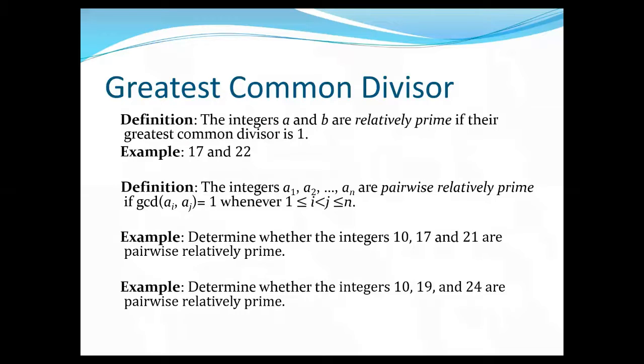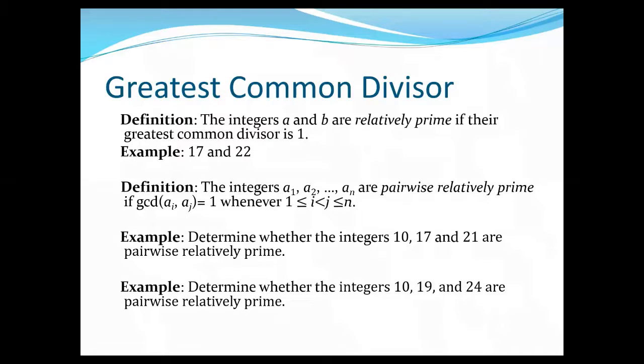Again, regarding the greatest common divisor, the integers a and b are relatively prime if their greatest common divisor is 1. So 17 and 22 are considered relatively prime because the only factor common between these two values is 1.